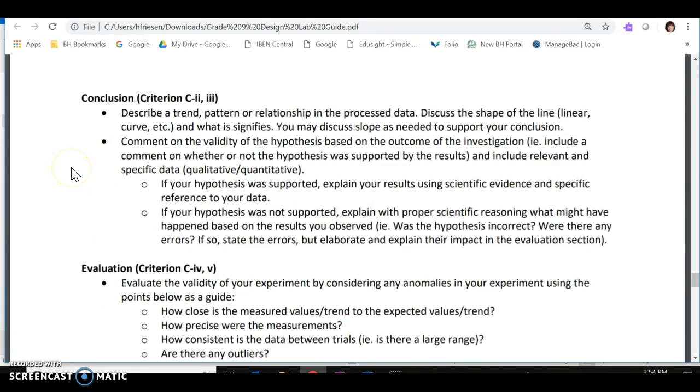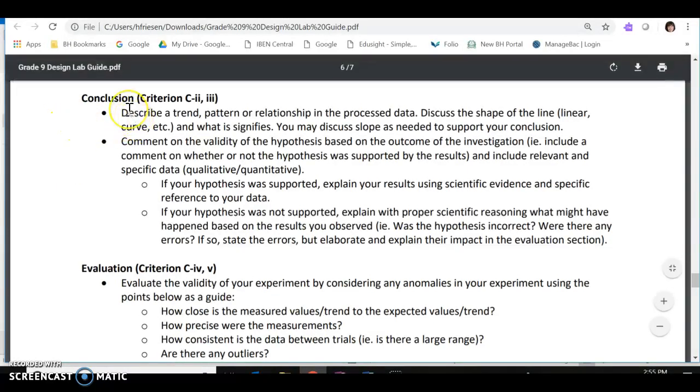As you conclude your investigation, you want to describe everything that's gone on. You want to make a comment about the validity of your hypothesis. Did your investigation demonstrate your hypothesis in a supported way? Was it correct? Or was your hypothesis demonstrated to be incorrect or unsupported? Either way, what are you basing that on?